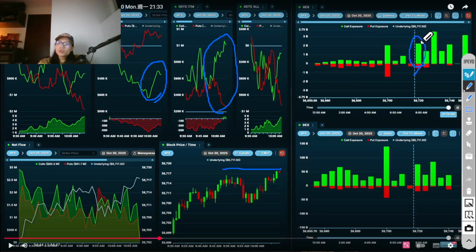And I told you that big gamma exposure in somewhere will drag the price like a magnet. So here, 67.20 will drag the price because we have a strong momentum coming from the ITM as well as the ATM.